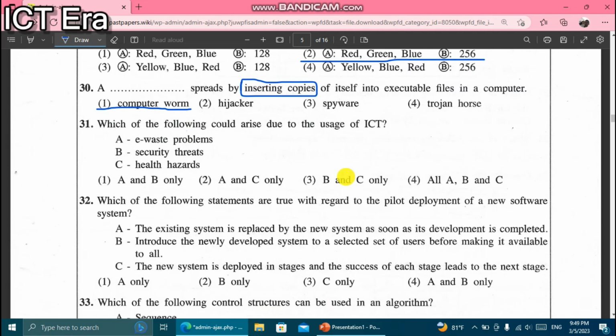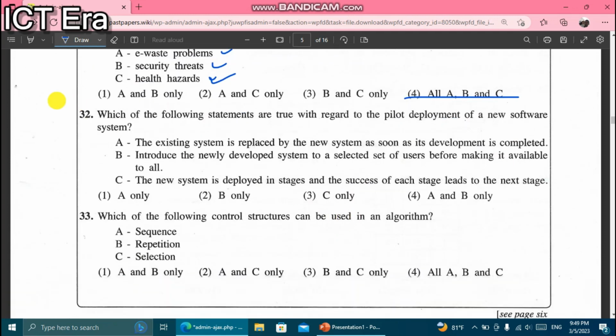Which of the following could arise due to the usage of ICT? E-waste problems? Yes. Security threats? Yes. C. Health hazards? Then all the answers are correct.